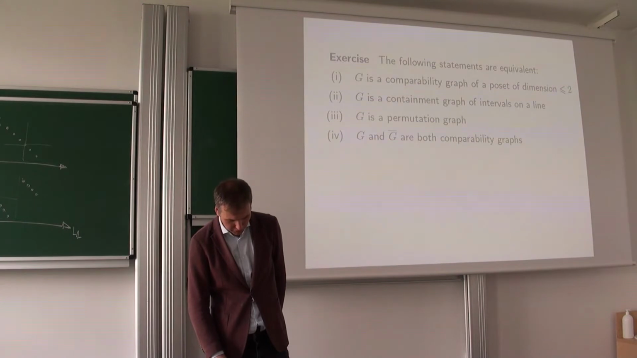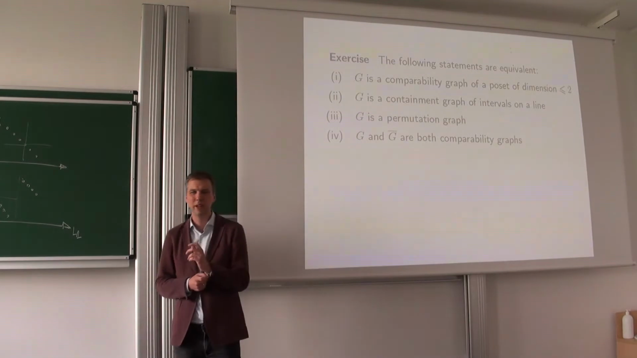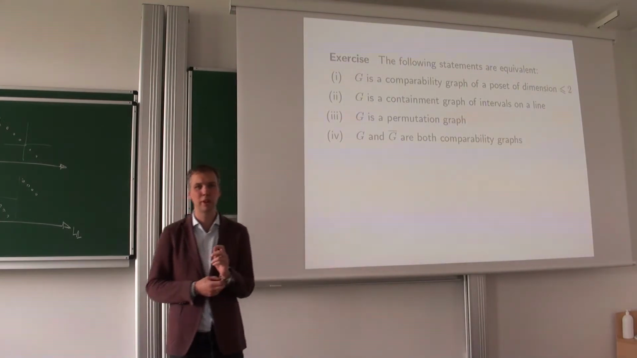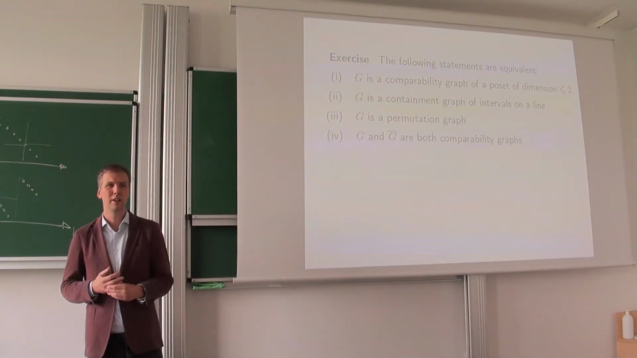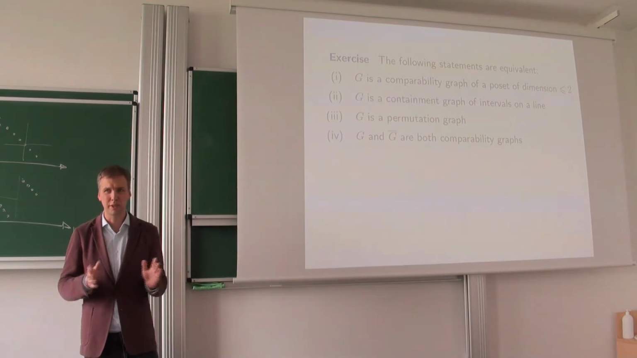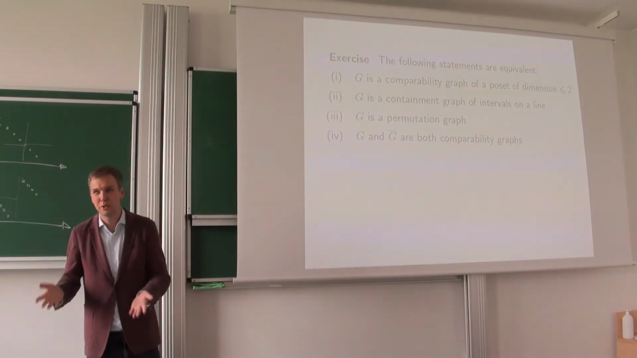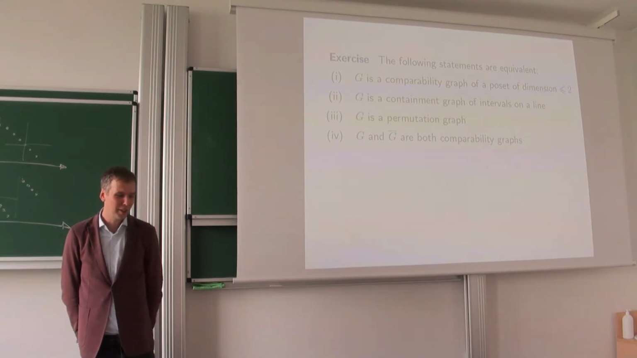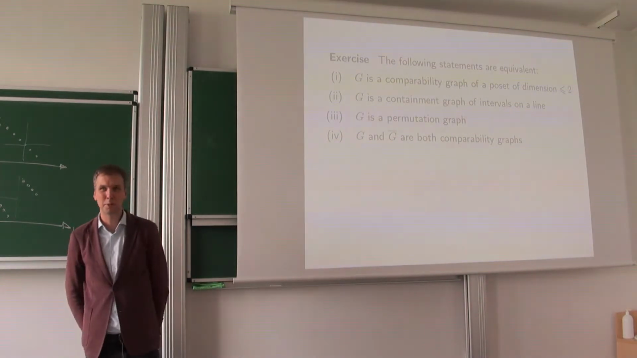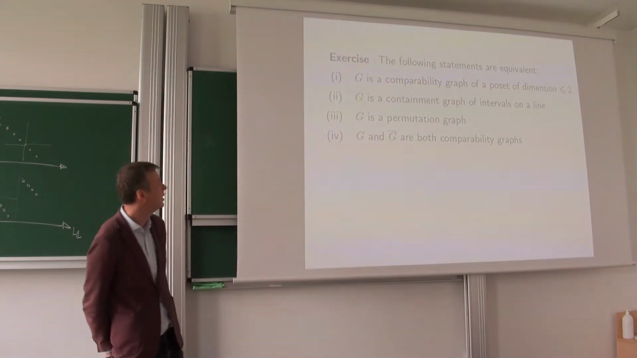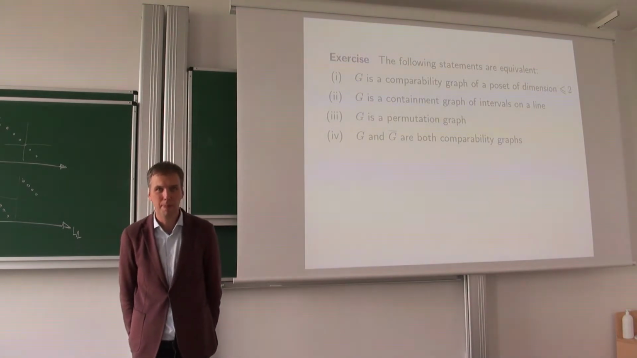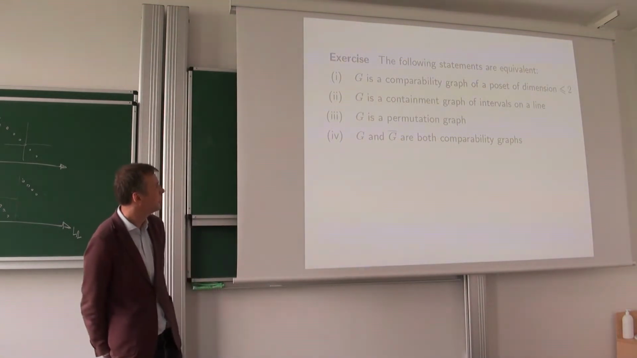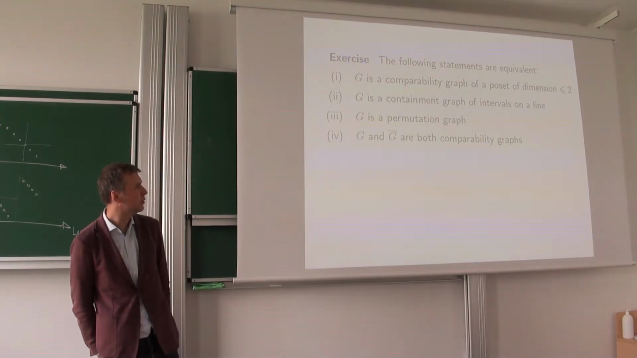Yes. So you see, we can draw dimension 2. And actually, we have a pretty good understanding of what posets of dimension 2 are, and you have seen them in combinatorics, just under different names. So this should be a comfort zone for all of us. And as such, we're not going to discuss it here. So these statements are equivalent, but perhaps we do it as an exercise. So 1, G is a comparability graph of a poset of dimension at most 2. Coincides with that G is a containment graph of intervals on a line.